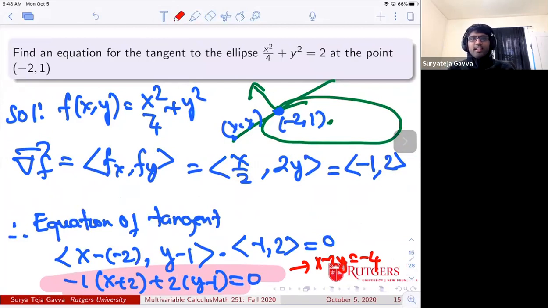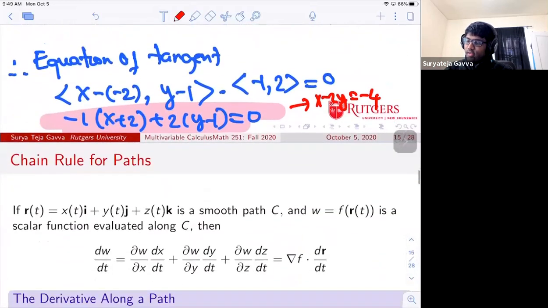Okay, is that clear? If you want to find the equation of the tangent, tangents are perpendicular to the gradients. So compute the gradients and then use the fact that the line is perpendicular to the gradient, and then you'll be able to write the equation of the tangent line.